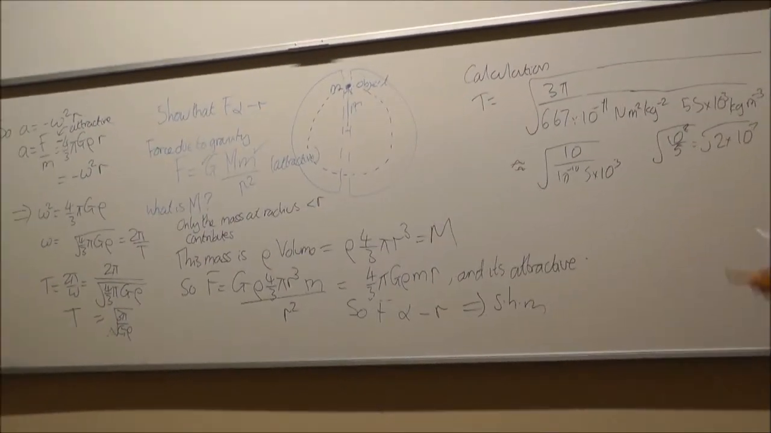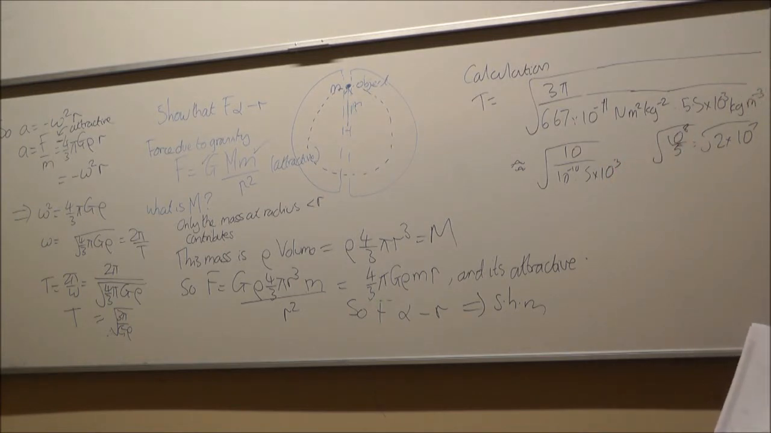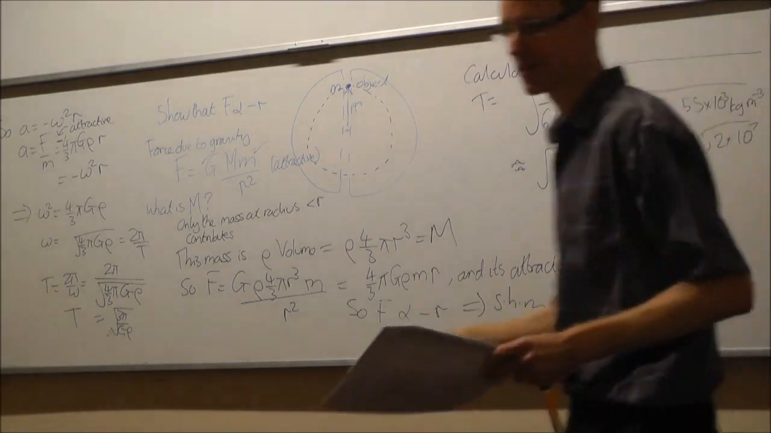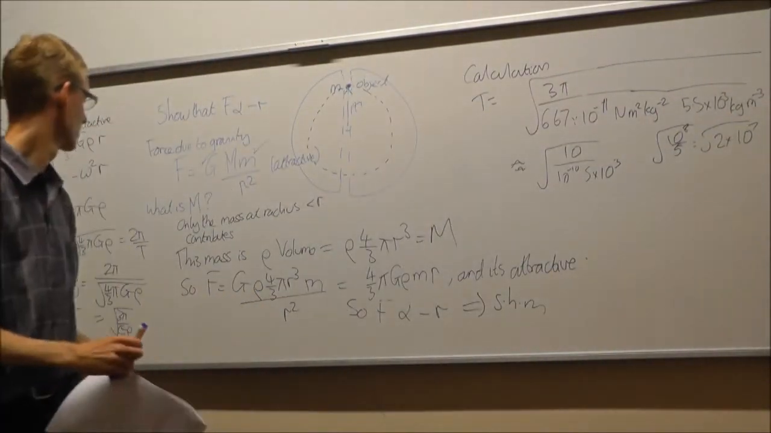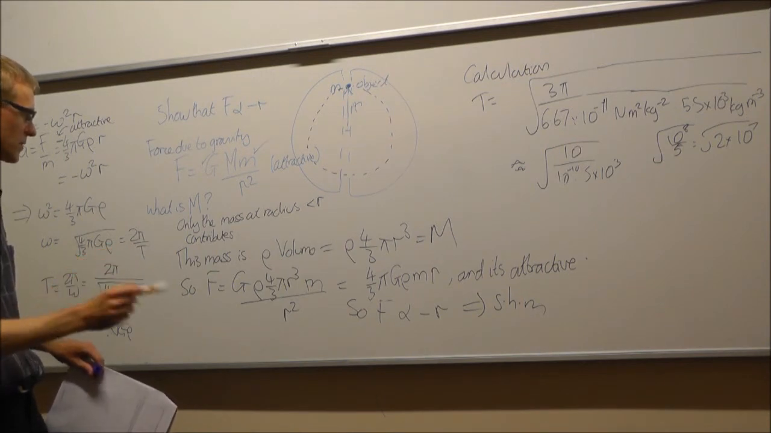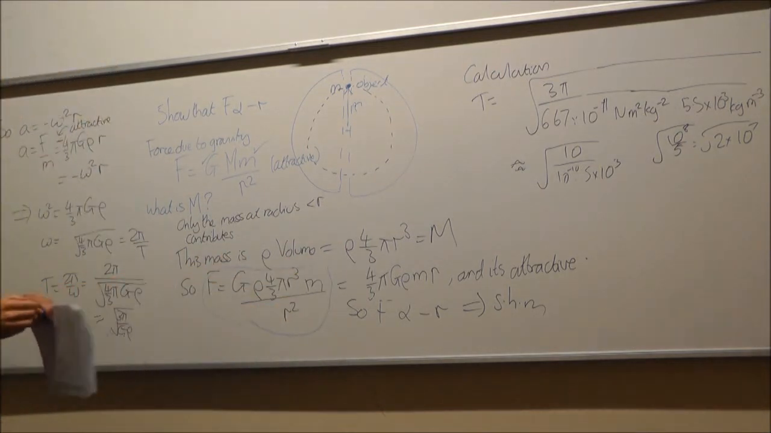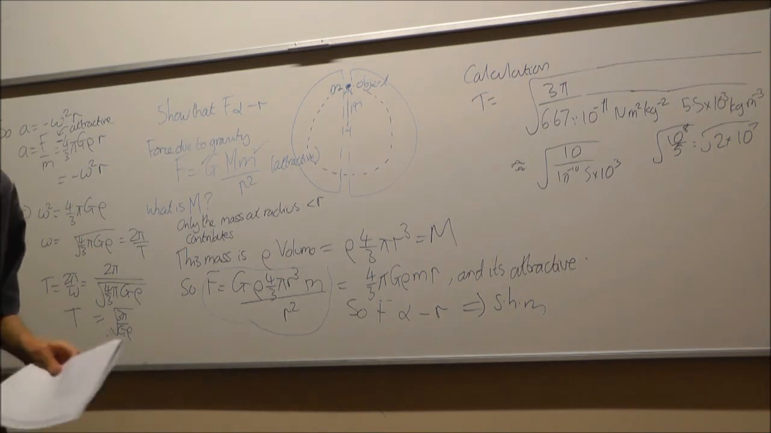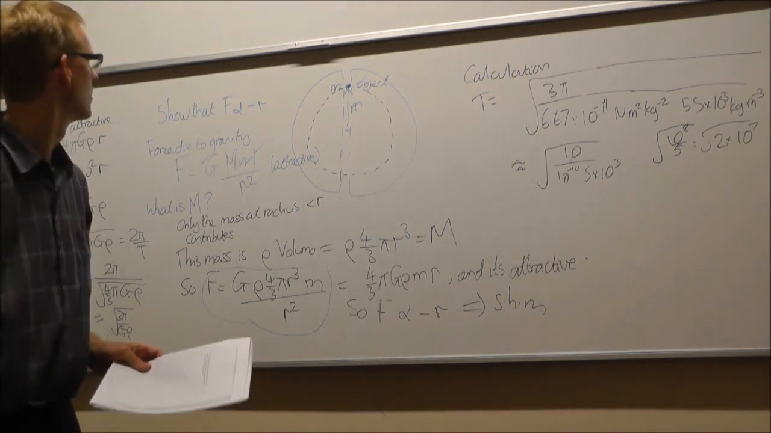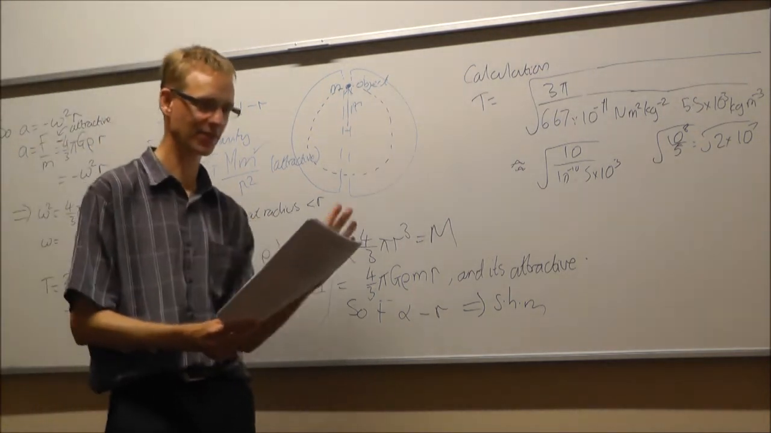Okay, part C. Explain in what way this period is related to the orbital period of satellites in low Earth orbits. Okay, so, well, my period comes from my force. Now, of course, I'm just having to think through this.